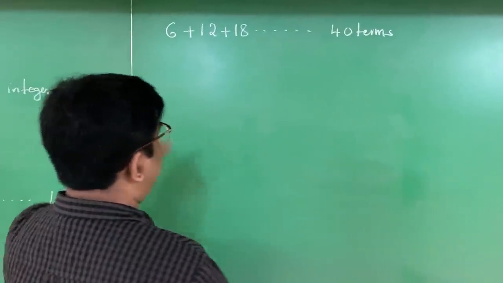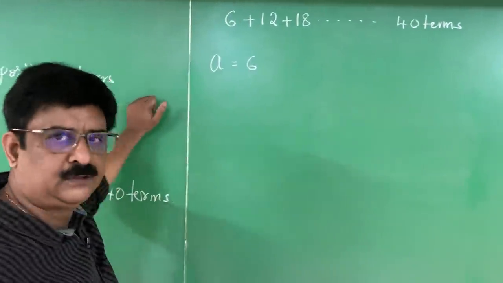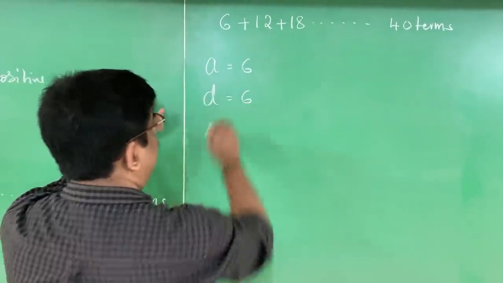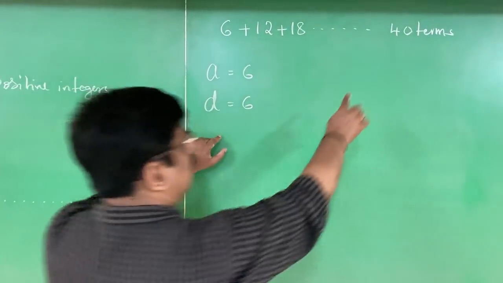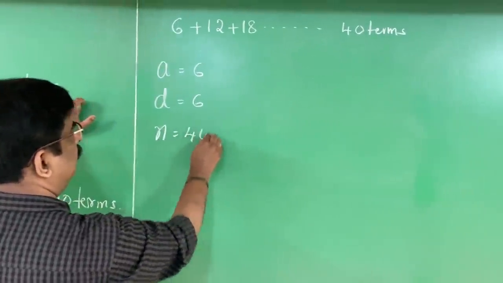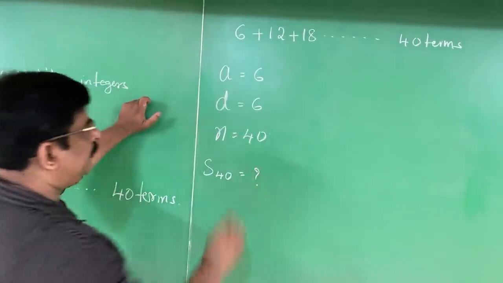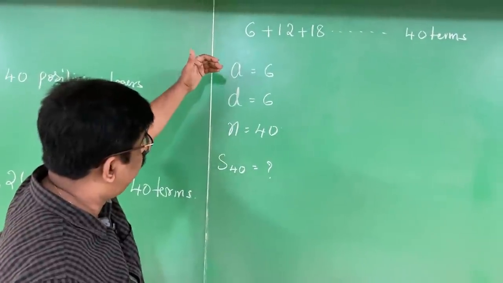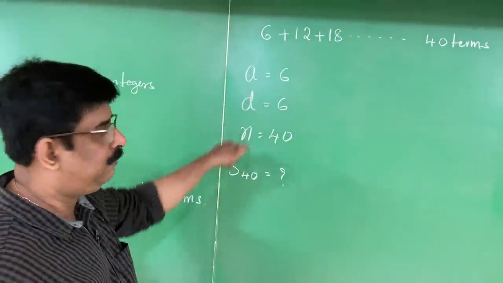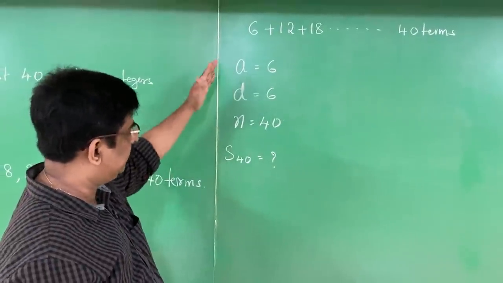Simple it is. When you see this, A is equal to 6. The first term is 6. D, how much is added every time? 6 only. D is equal to 6. How many terms do we require? 40 terms, the sum of 40 terms. Therefore, N is equal to 40. This is the way of solving a problem in a simple manner. An ordinary student solves a problem like this. We can solve in two different ways. The first way, the easy method, I like.